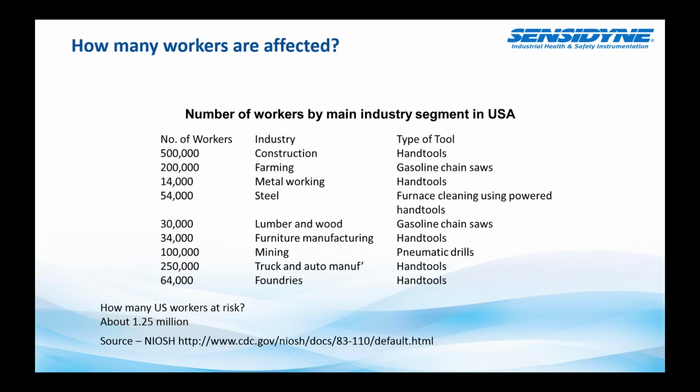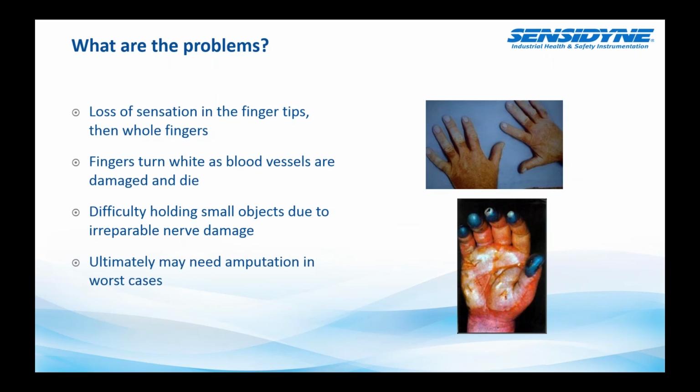Now, what does this look like as a problem? Well, we know, for example, people suffering from noise at work start to go deaf. People suffering from vibration from hand tools start to feel tingling in their fingertips. The ends of the fingers start to change color. You see this whitening of the ends of the fingers.